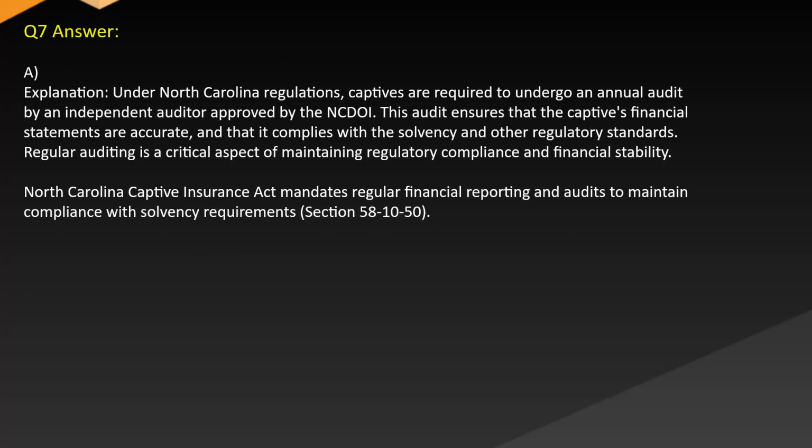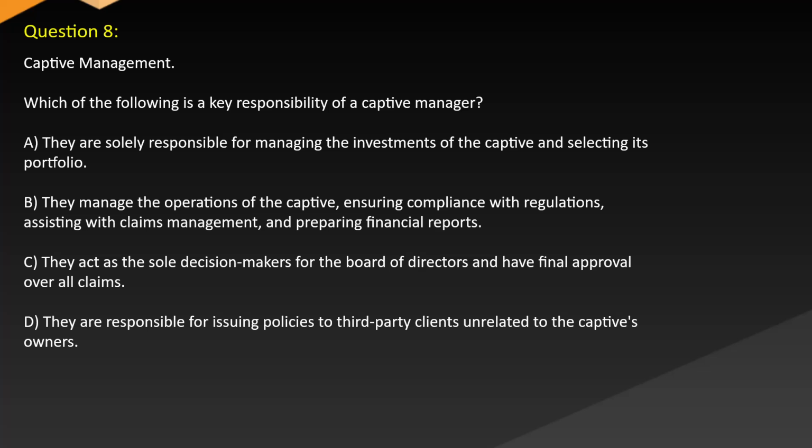Answer. A. Explanation. Under North Carolina regulations, captives are required to undergo an annual audit by an independent auditor approved by the NCDOI. This audit ensures that the captive's financial statements are accurate and that it complies with the solvency and other regulatory standards. Regular auditing is a critical aspect of maintaining regulatory compliance and financial stability. North Carolina Captive Insurance Act mandates regular financial reporting and audits to maintain compliance with solvency requirements. Section 58-10-50.